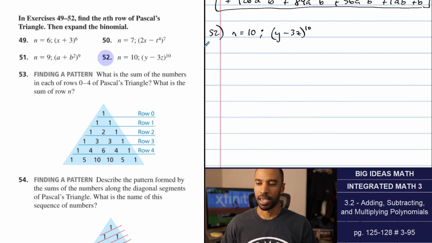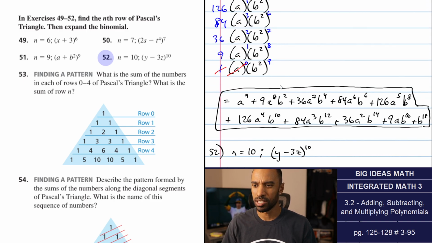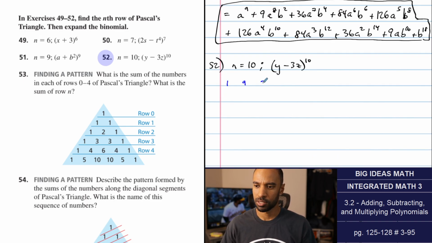But here we go. I have to write 9 again. It was 1, 9, and I can't remember what else. 36, 84, 126. And it's the same thing on the other side: 126, 84, 36, 9, and 1.